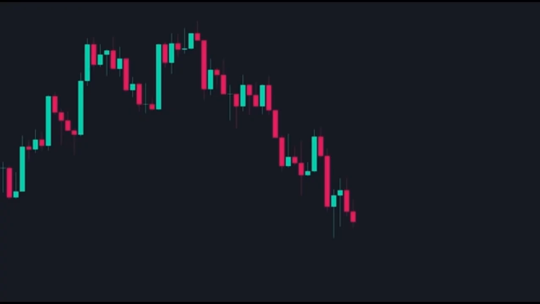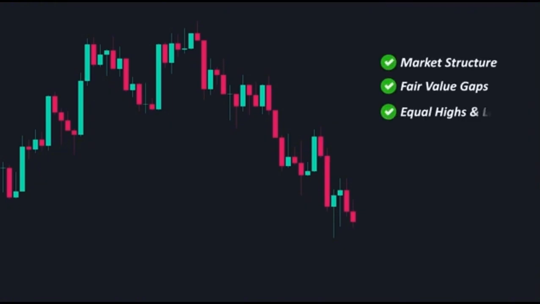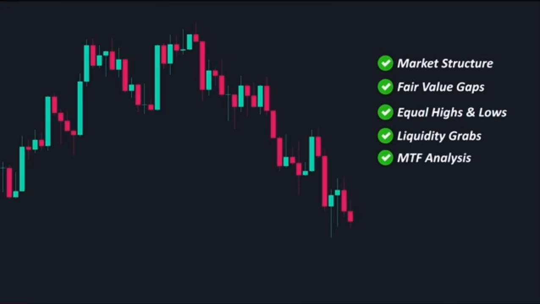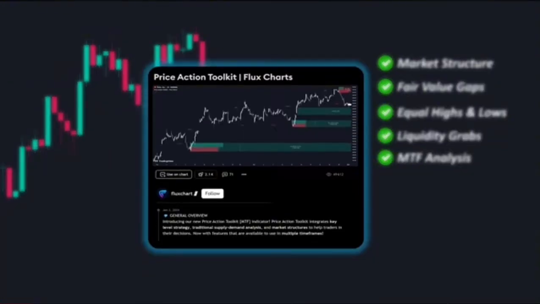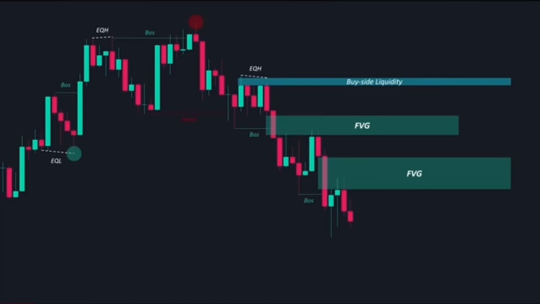Like I mentioned, these strategies focus on market structure, fair value gaps, liquidity grabs, equal highs and lows, and multi-time frame analysis. But here's the best part. We are not going to mark these manually on the chart. Instead, we will use the Price Action Toolkit indicator to automatically identify them for us. So, without wasting any time, let's start with the first setup.